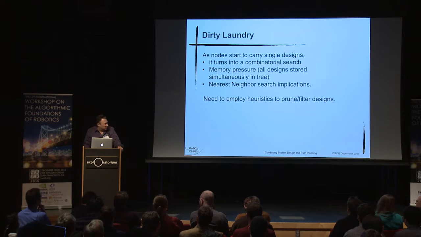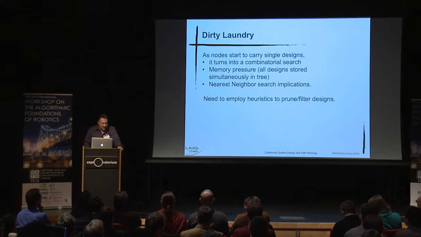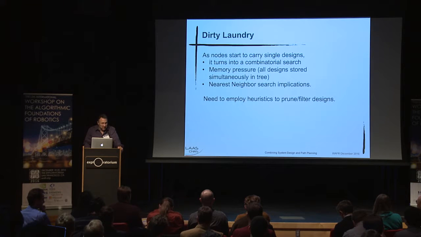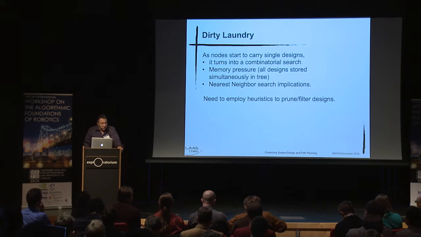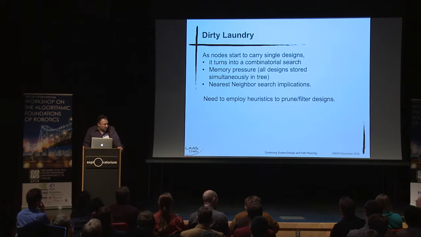When nodes start to fail in the expansion process, this turns really into a combinatorial search where you can imagine that each of the nodes carry only a single design. And in this case, things break down rather fast. The amount of memory it takes, we would basically be holding all the search trees simultaneously. And this also has big implications on our nearest neighbor search, which is also a common problem in these types of RRT mechanisms as the search tree grows. So we're entertaining ways of handling this, basically pruning the tree and filtering out different designs that don't show promise of leading to a promising solution.